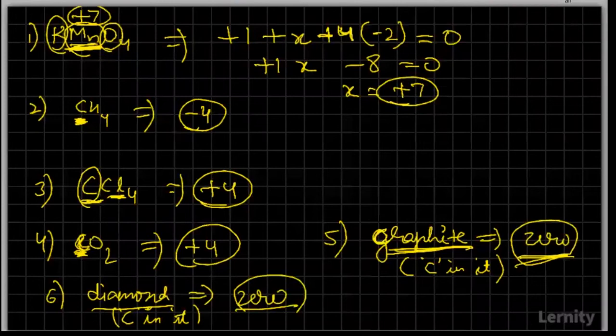Fine. So the next ones. Answer for chromium in potassium dichromate. So just answer for this first. That is chromium in potassium dichromate.